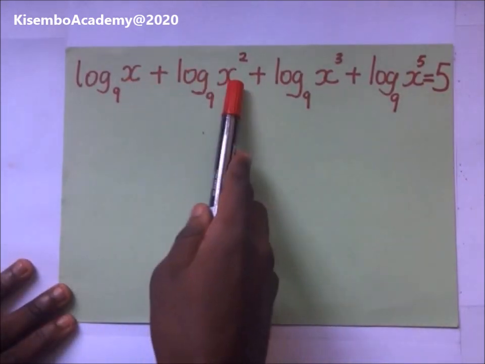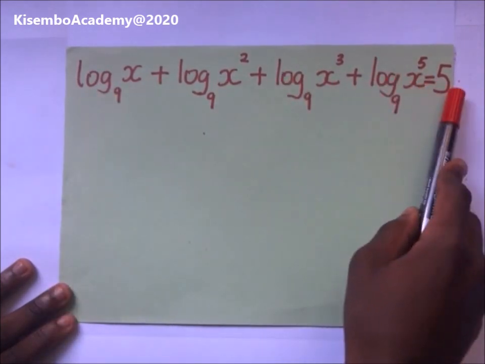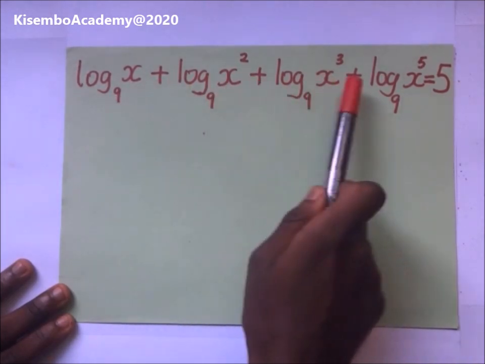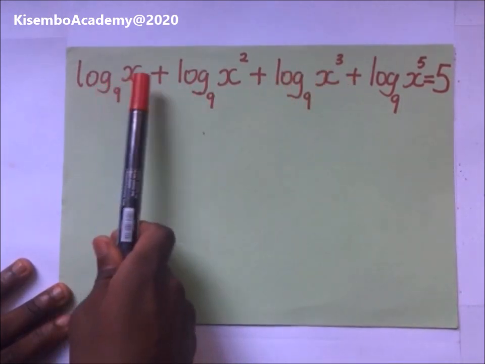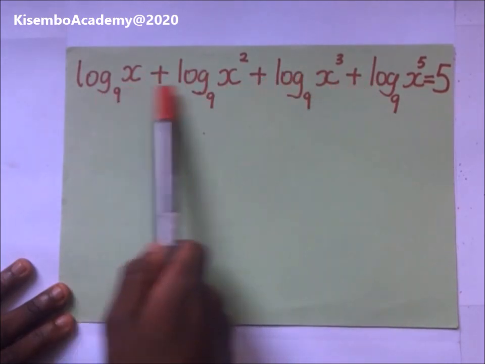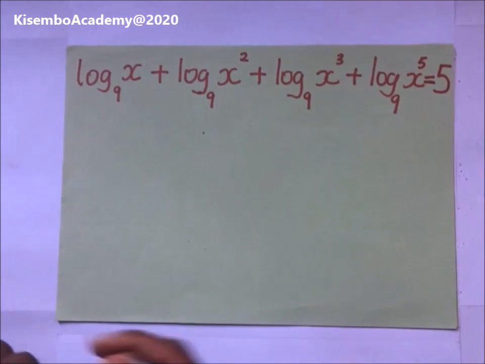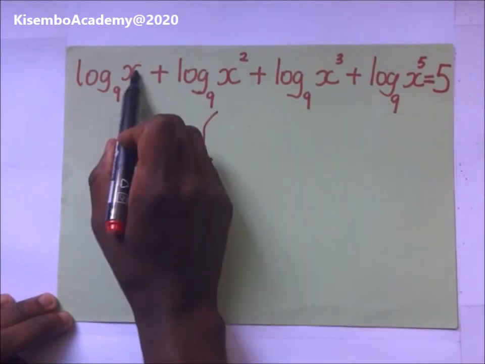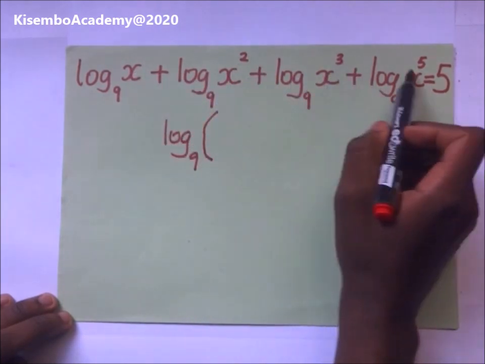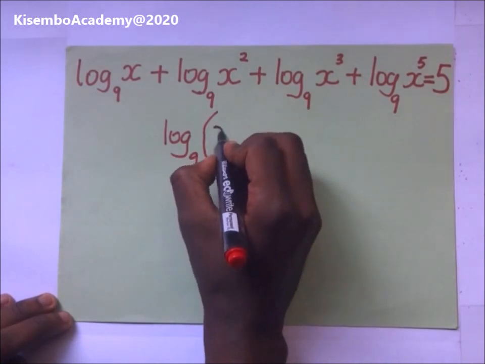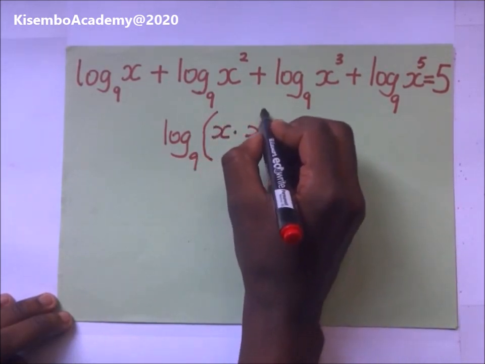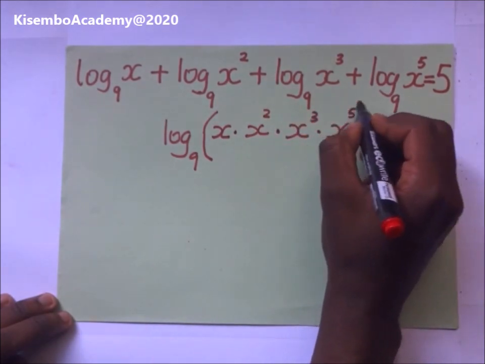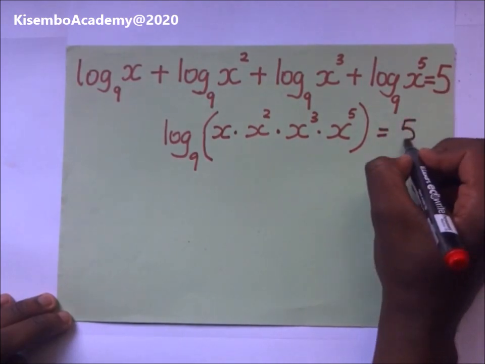Here we are required to find the value of x still. All this equation is equal to 5. These all have the same base 9, and they are being added. So using the property of addition of logarithms, we are going to multiply these terms. We shall maintain the base, which is going to be the log to base 9 of x times x squared times x cubed times x to the power 5, is going to be equal to 5.